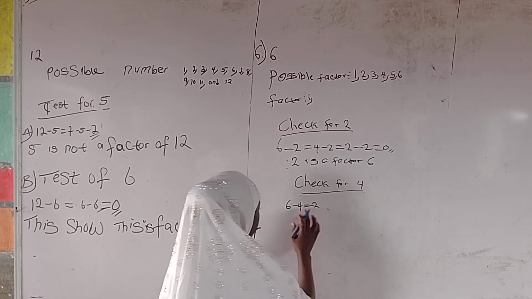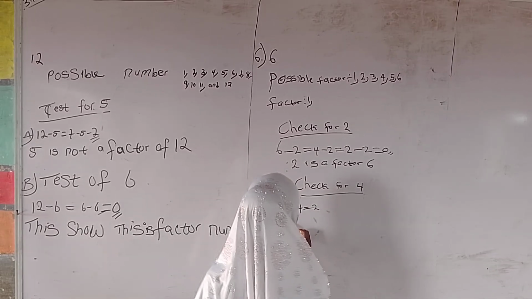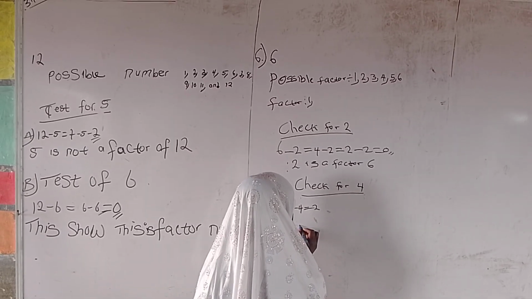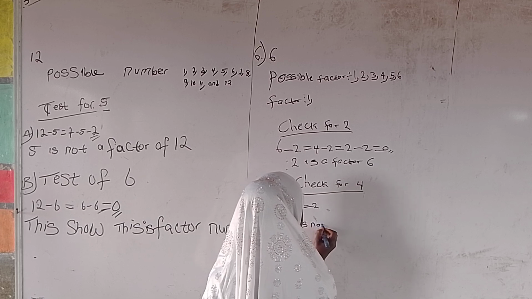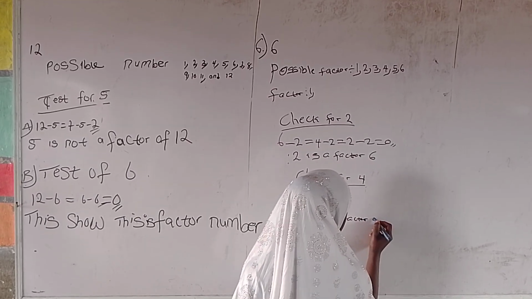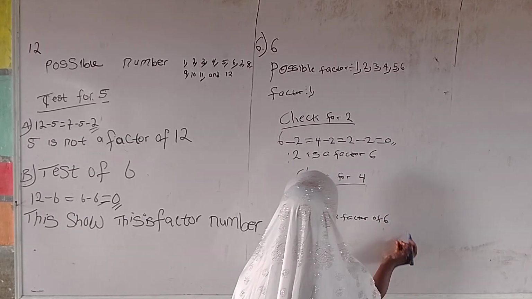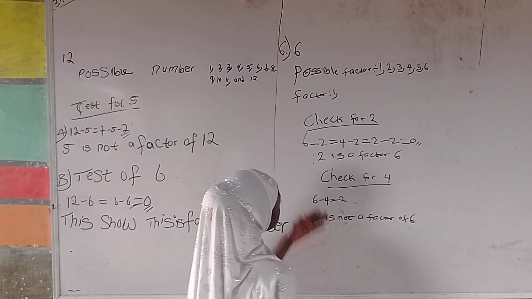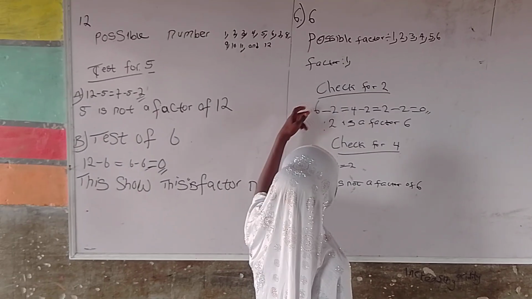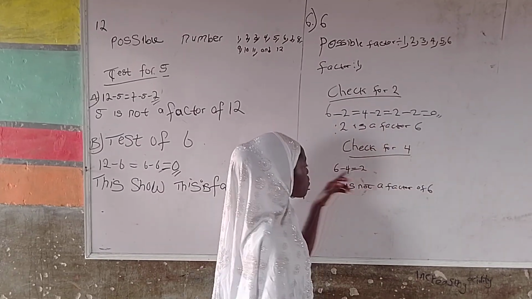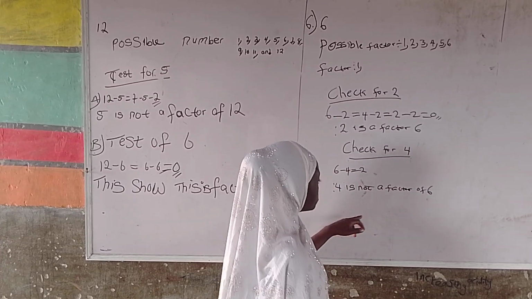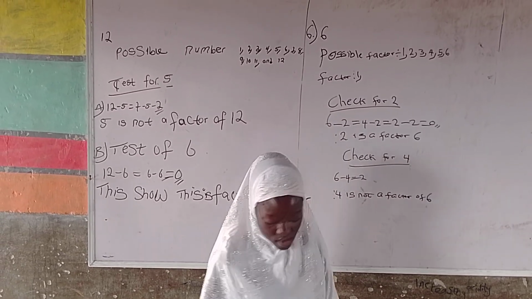So 2 is lesser than 4. That means 4 is not a factor of 6. While 2 is going into 6 because it's giving 0, 4 is not a factor of 6 because it's not giving 0. Thank you.